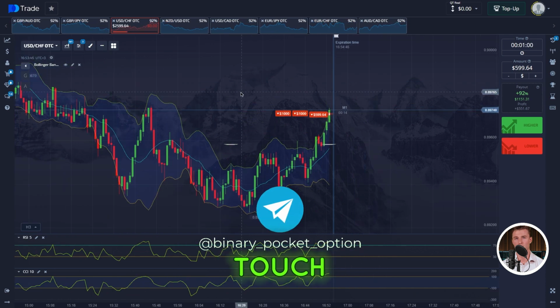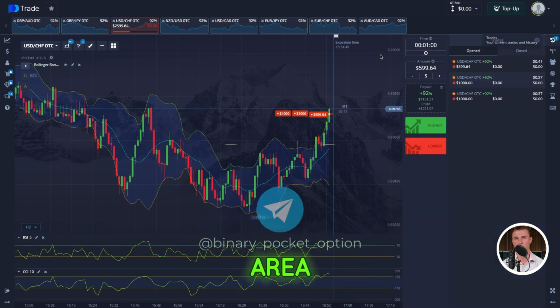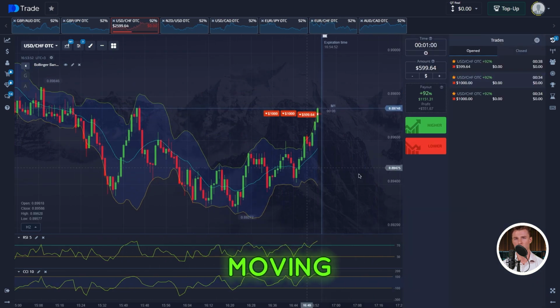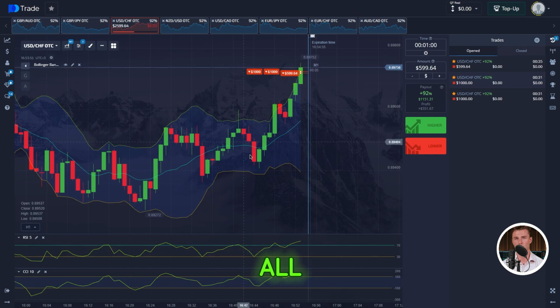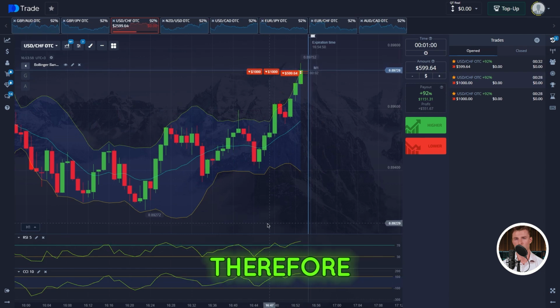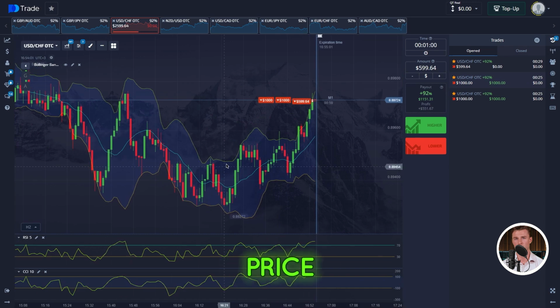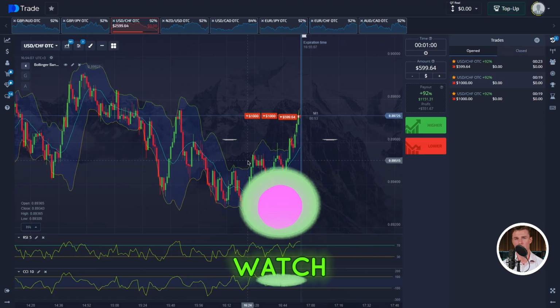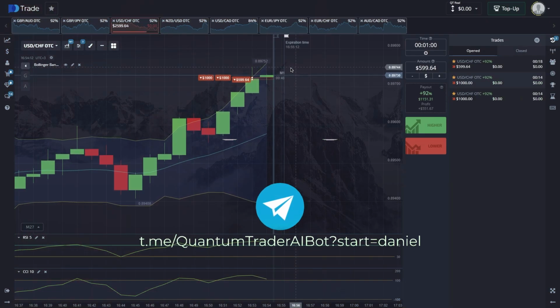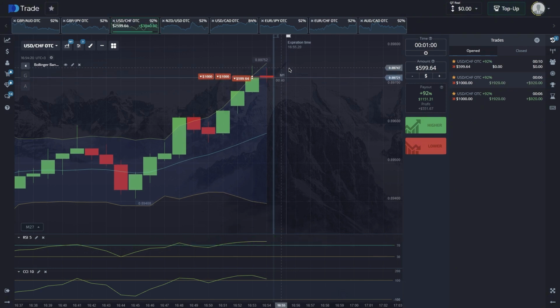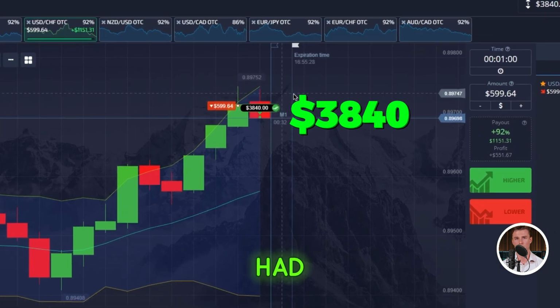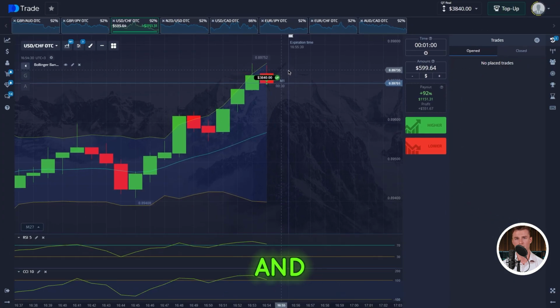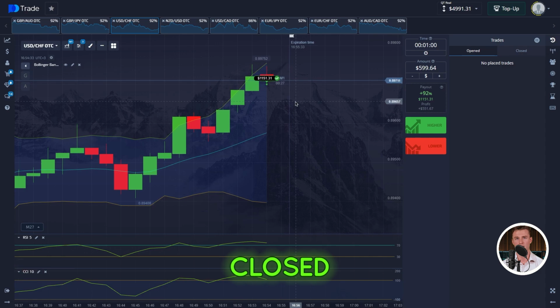We are forming a touch of the resistance area, also touching the upper moving average. Also, all our oscillators are in the overbought area. Therefore, here we should have a price pullback and the deal should close in a plus. Let's watch the result. And as I said, we have had a rollback and our deals are closed in A+.